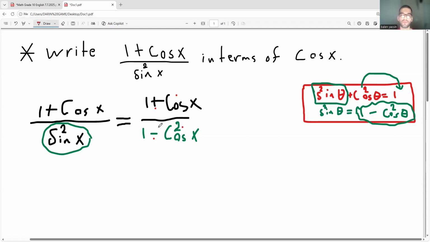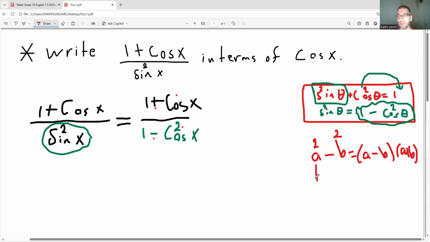Now, here to do anything after this, I have to explain a rule. You should be familiar with the rule, difference of squares. Okay? So a squared minus b squared is equal to a minus b, a plus b. By the way, you have to be familiar with this rule.